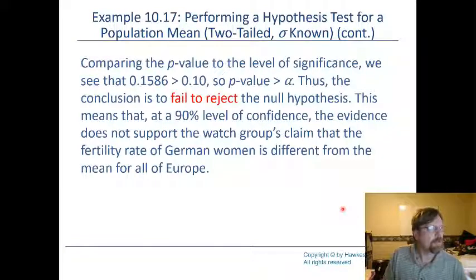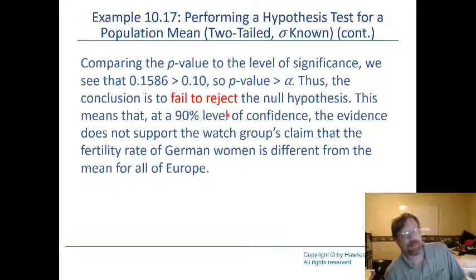So 0.1586 is greater than our alpha value of 0.1. So we fail to reject the null hypothesis. So at the 90% confidence level, the evidence does not support that German women are differently fertile than other women in Europe.